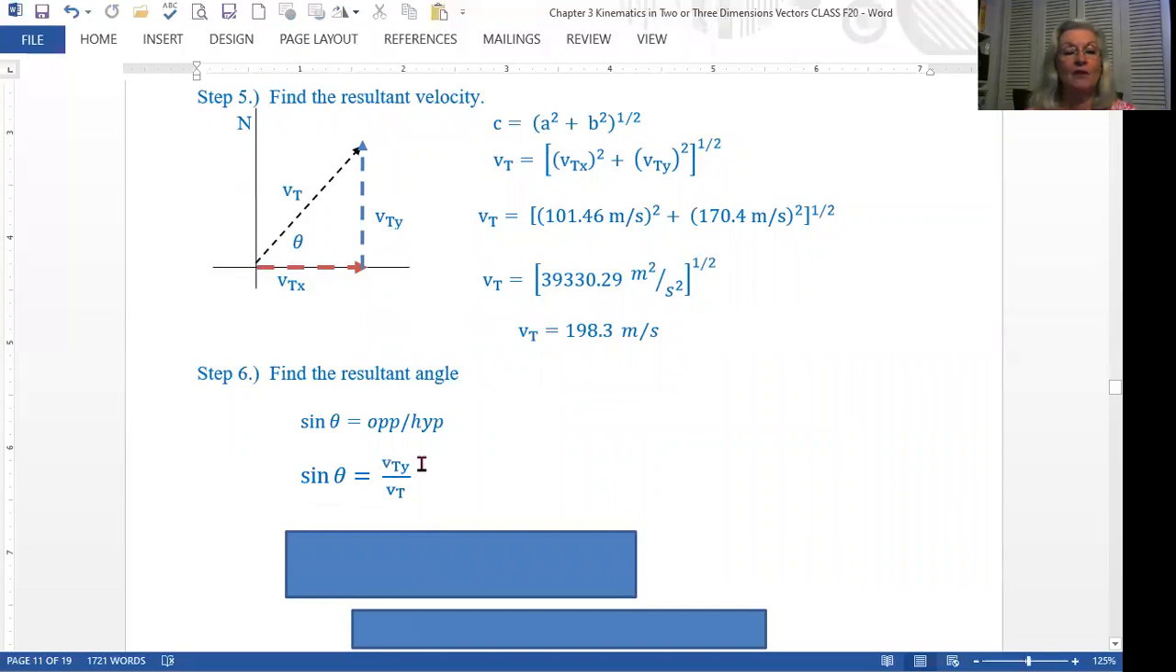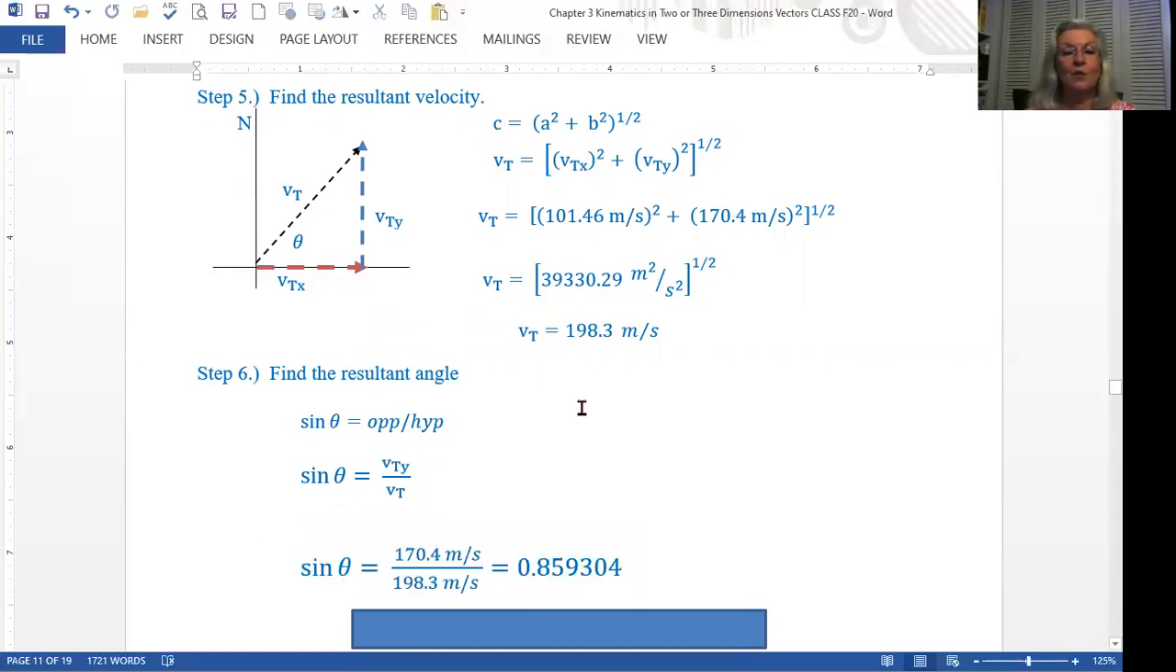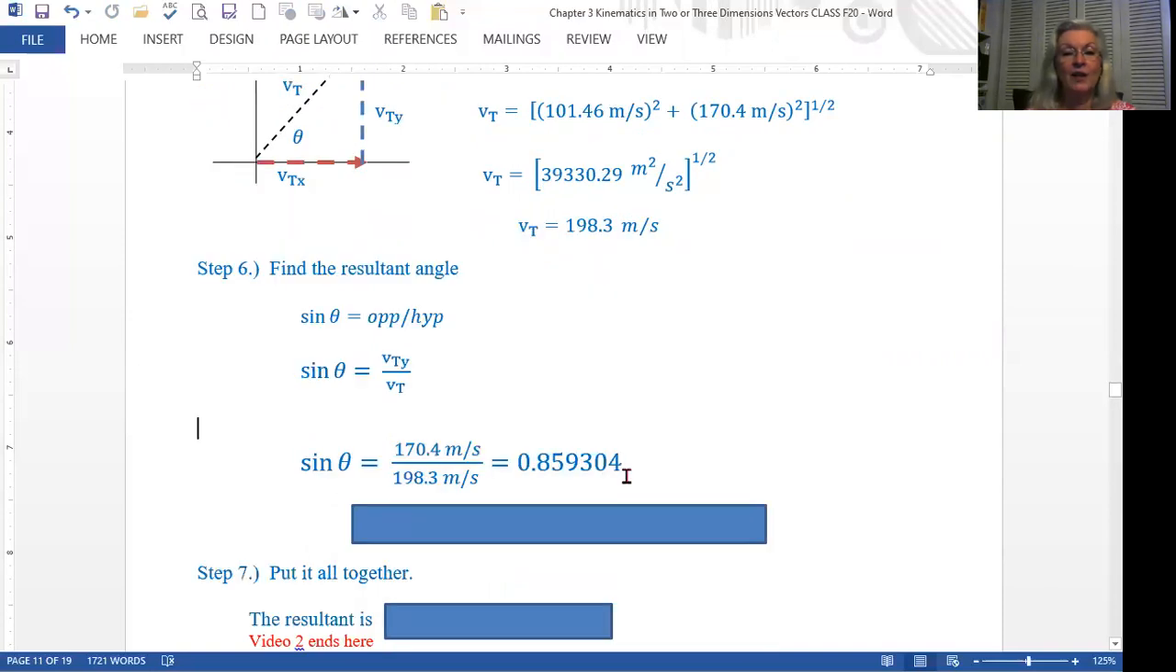Sine theta is going to be v total y divided by v total. So v total y is 170.4 meters per second. V total, well, we just found that, 198.3 meters per second. When you do the division, you end up with 0.859304. But we need to know what angle is that.